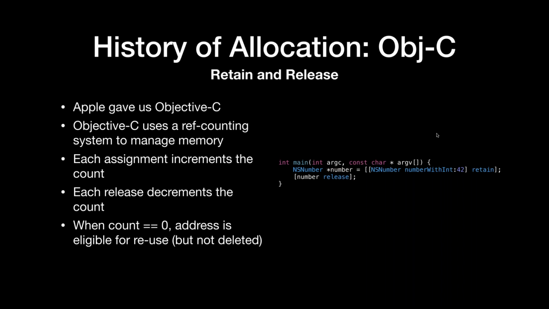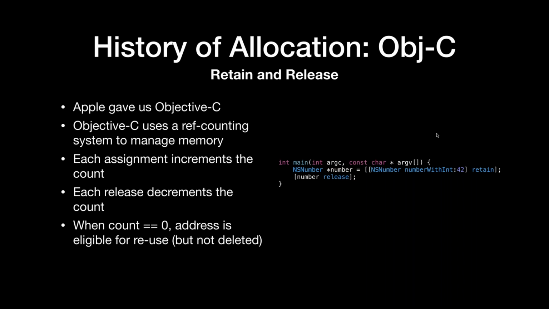And that's because Objective-C uses a reference counting system to manage memory. You might have heard of something like smart pointers. It's very similar to that, where when you allocate an object like this NSNumber, it has a hidden field associated with it, which is an integer that counts how many other objects are depending on it. We call that a reference count.